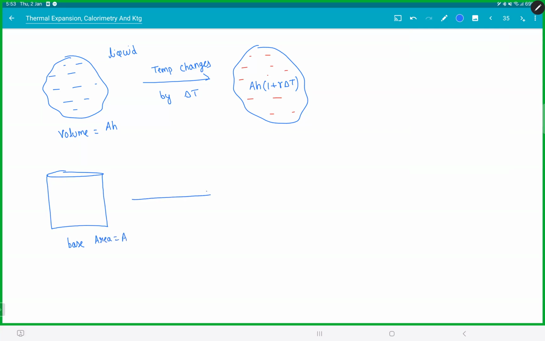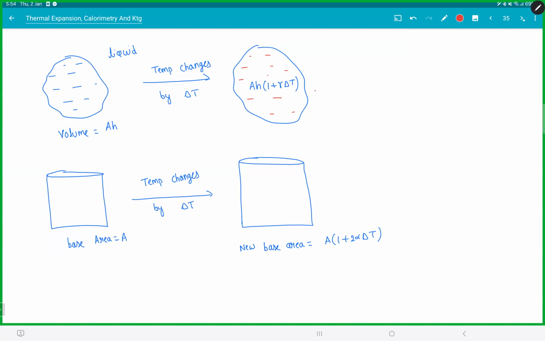Now when you heated this container, the temperature changes by delta T. The height of the container will change, agreed, but the base area becomes A into 1 plus 2 alpha delta T. Agreed? Last time we did this thing, areal expansion. Areas will expand by 2 alpha, the coefficient of areal expansion.